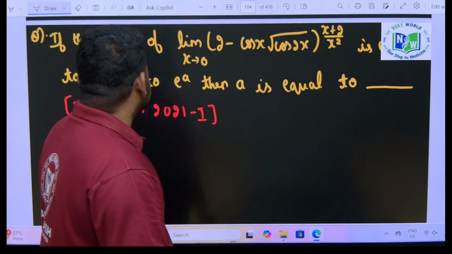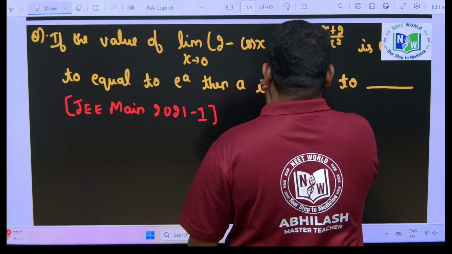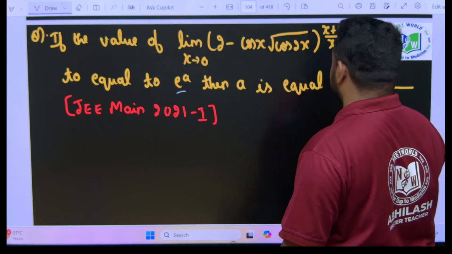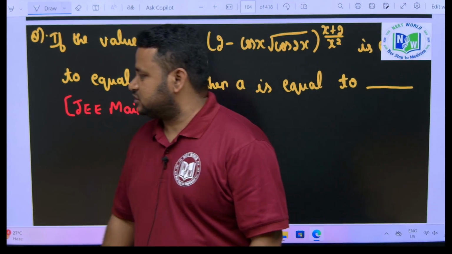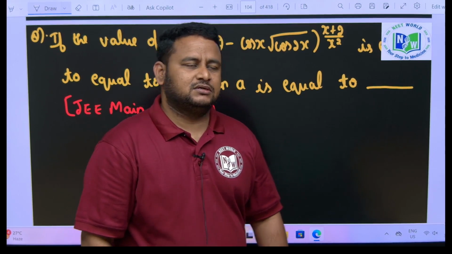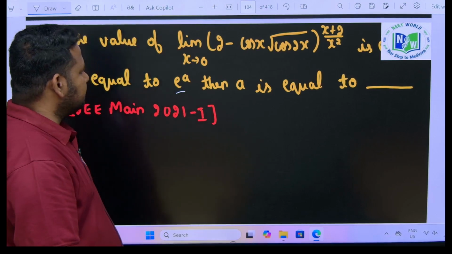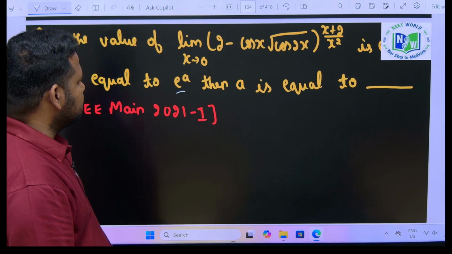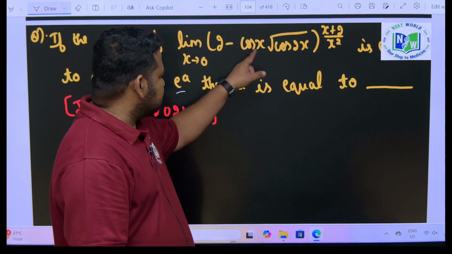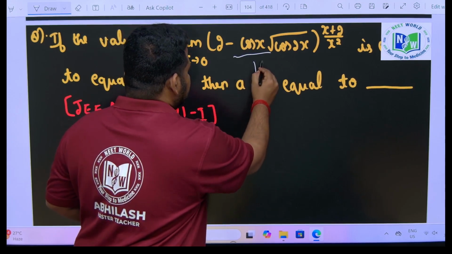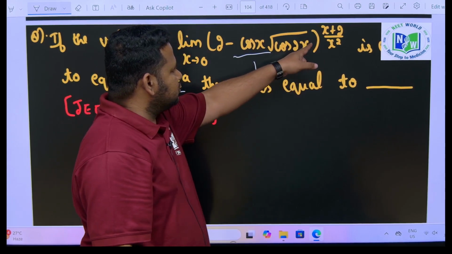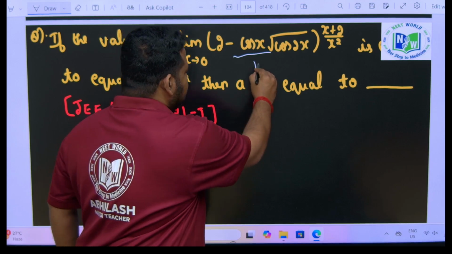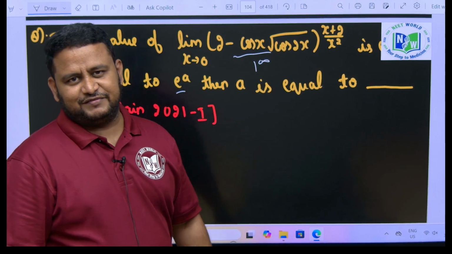They are asking, if the value of the limit of this expression is equal to e power a, then a is equal to what? This is also a numerical value based question. Okay, so let us look at this. Suppose I apply x is equal to 0. So this value will become 1 and this value will become 0 plus 2, that is 0, divided by 0. This will become 1 by 0, which is infinity. So this will become the 1 to the power of infinity form.